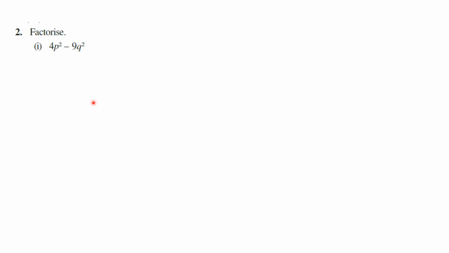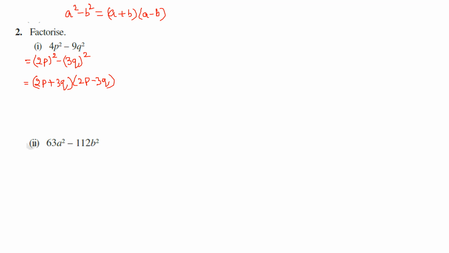Question number 2, factorize 4p square minus 9q square. Now you can see 4p square I can write as 2p whole square. 9q square I can write as 3q whole square. So this I can write it as 2p whole square minus 3q whole square. Now it is based on the identity a square minus b square, where your a is 2p and b is 3q, which you have to write as a plus b into a minus b. So let's apply it. So a plus b will become 2p plus 3q, and a minus b will become 2p minus 3q.